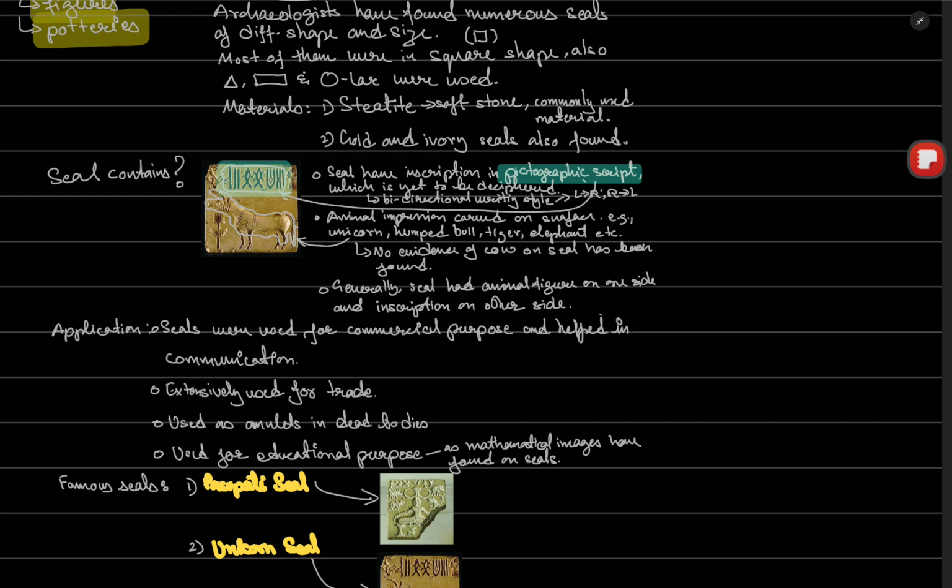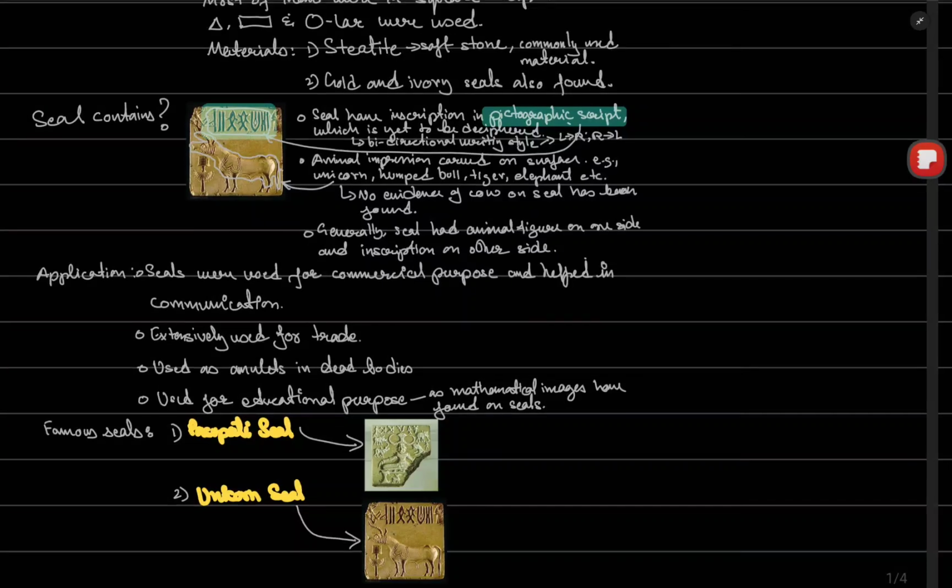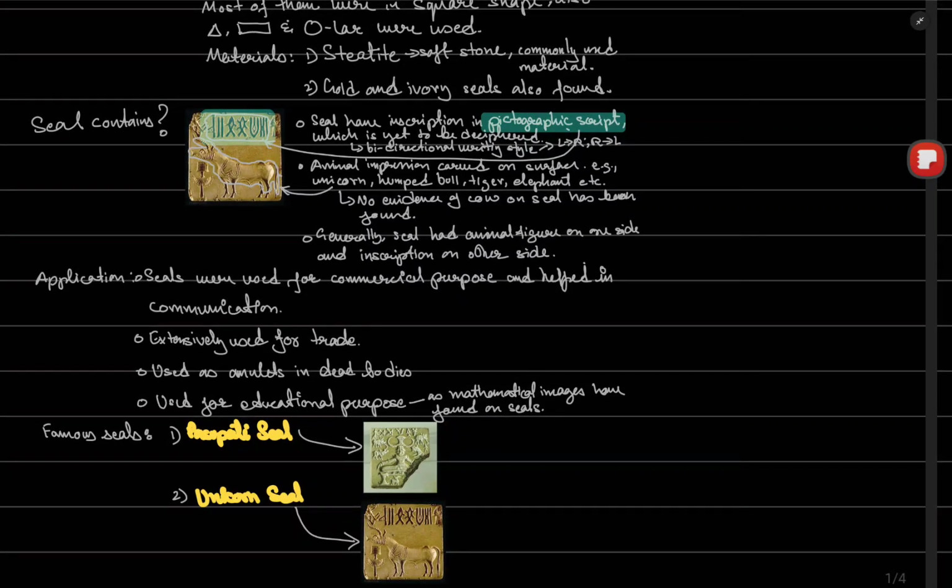Other is that the animal impressions were also carved on the surface. Example, the unicorn. Even you can see in this picture, humped bull, tiger, elephant, etc. were found, and no evidence of the cow was found on the seal. And generally, seals had an animal figure on one side and inscriptions on the other side.